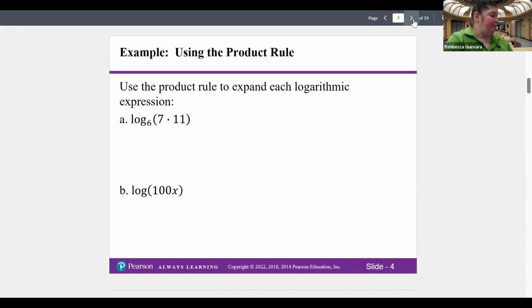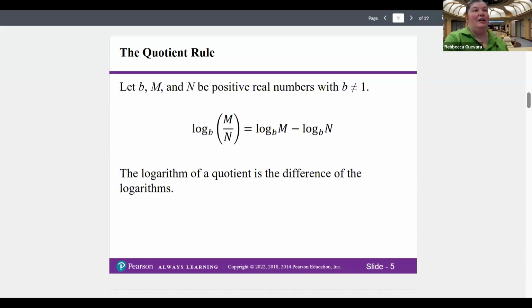So the quotient rule, same thing, m and n are positive, b can't be 1. Here we have a quotient: log base b of m divided by n is log base b of m minus log base b of n. So the logarithm of a quotient is the difference of the logarithms.